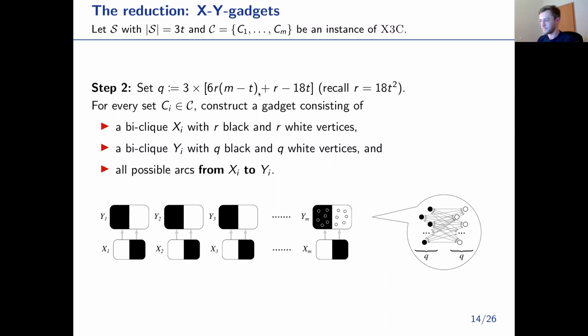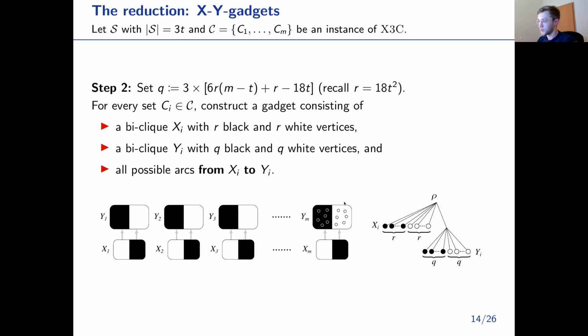And Q is this number here, and I think it will be clearer later on why this number has to look like this. And additionally, we will add all the possible arcs from the X part of the gadget to the Y part. So all from the white ones to the black ones, and from the black ones to the white ones, but not in the other direction. This is important.